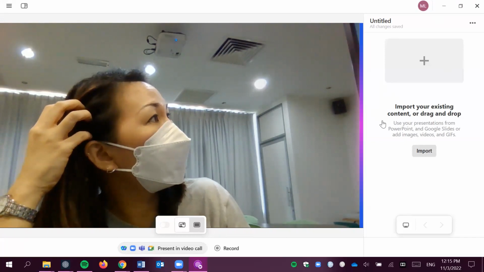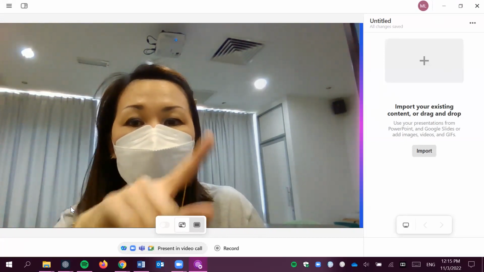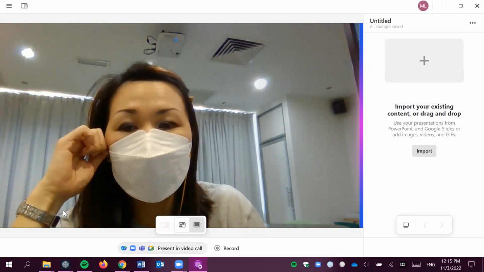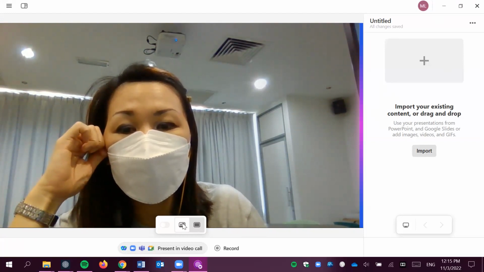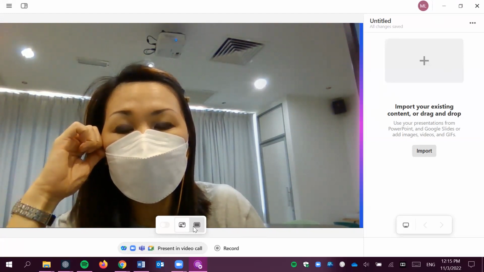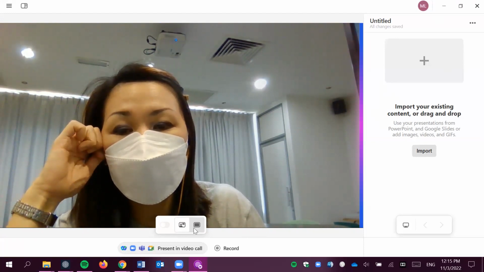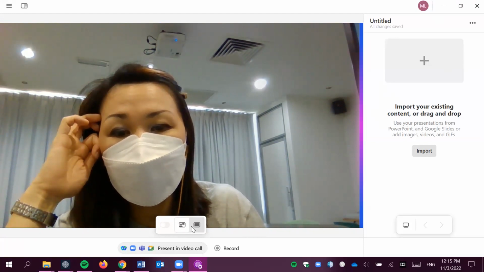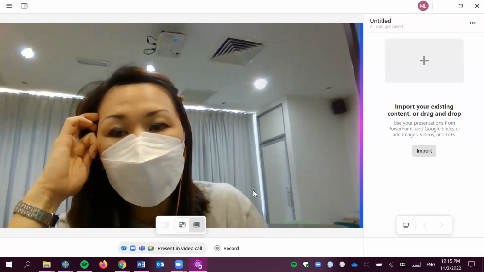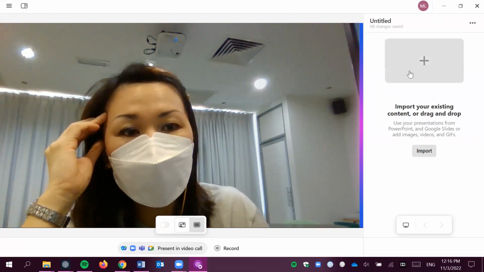So when you open it, straight away you will see your camera turn on like this. Just now I was showing you the on off thing is here, where sometimes you can see my face, sometimes you cannot see my face. It's this button here.